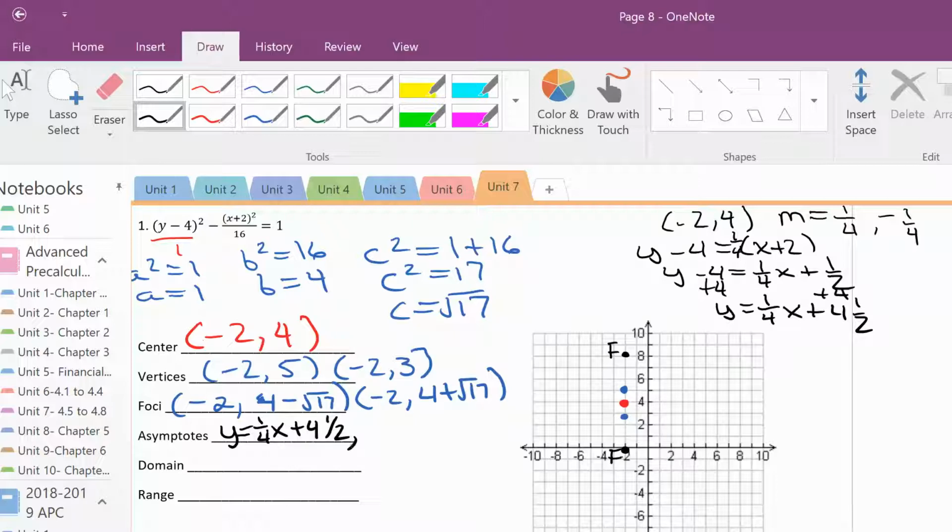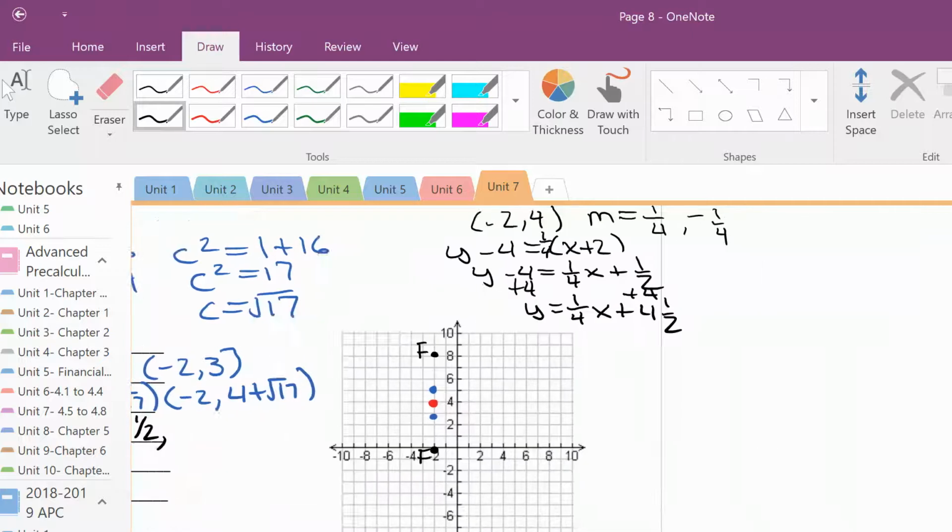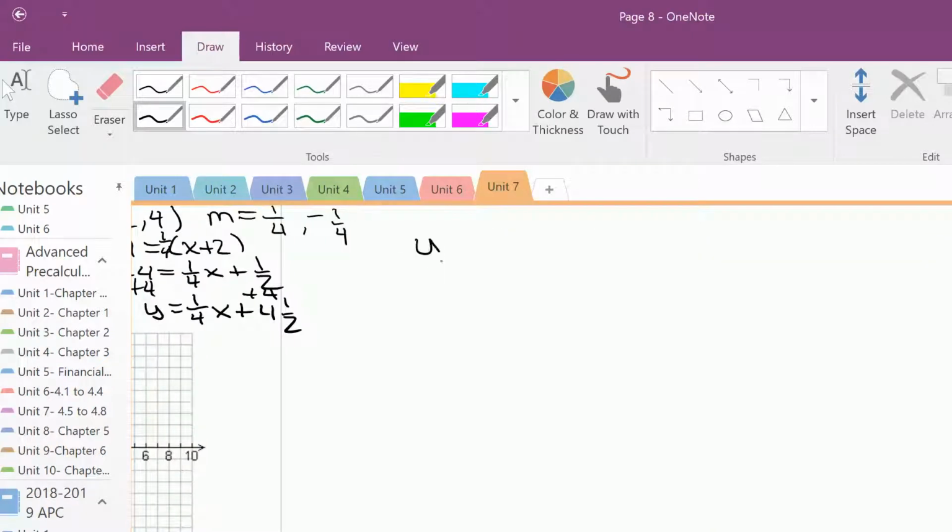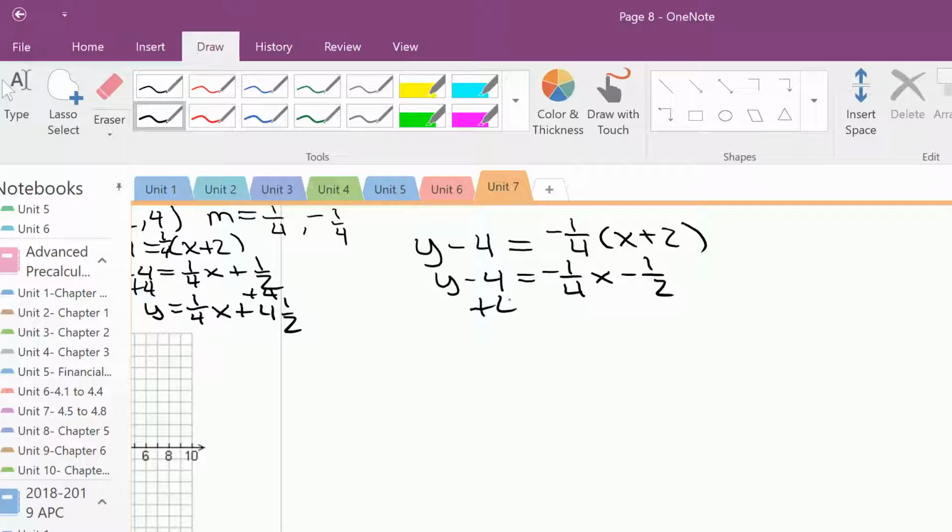And then for the negative version, we go y minus 4 equals -1/4 x plus 2. So y minus 4 equals -1/4 x minus 1/2, and then you add 4. So it's plus 3.5.